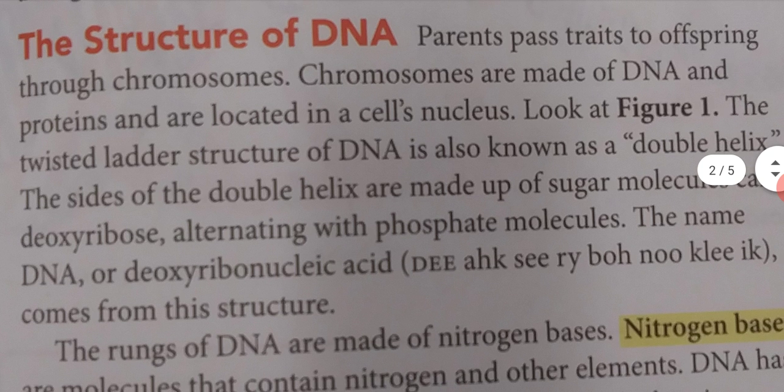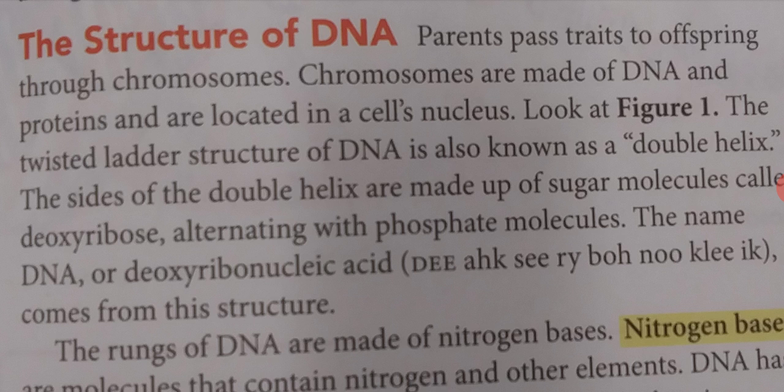The structure of DNA. Parents pass traits to offspring through chromosomes. Chromosomes are made of DNA, and proteins are located in a cell's nucleus. Look at Figure 1. The twisted ladder structure of DNA is also known as a double helix.